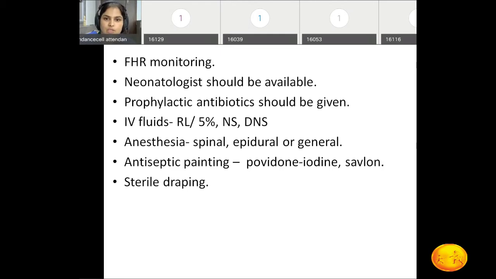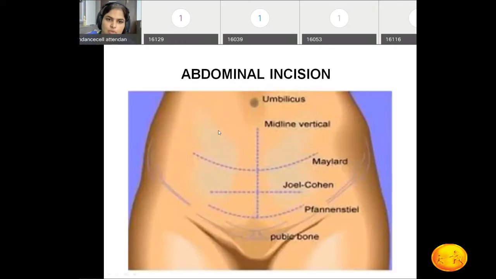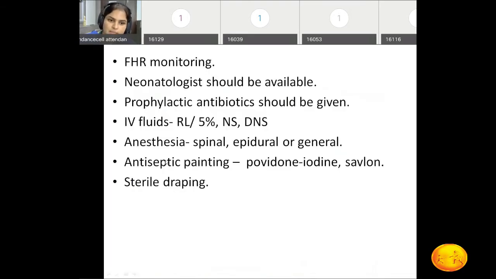Then neonatologists should also be available in the operation theatre. Then prophylactic antibiotics are given. A single dose is given on table after the anesthesia induction is done. Then IV fluids, because if we are keeping the patient NBM, we have to keep them hydrated, right? So we start them on IV fluids, RL or 5% dextrose, NS and DNS.